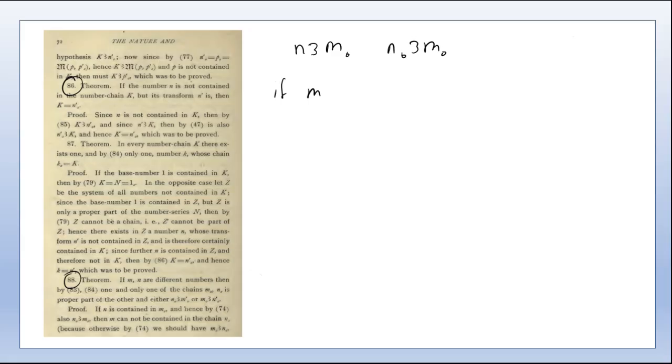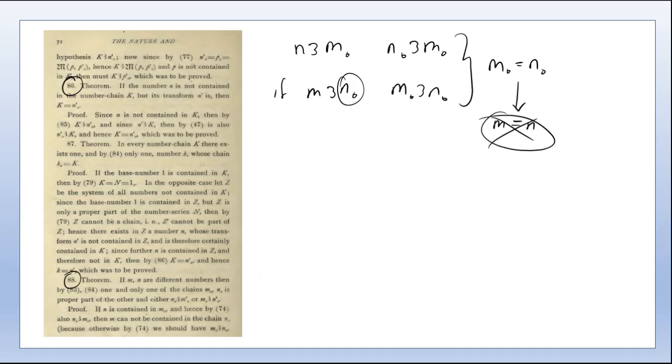So let's have a look what happens. If m is a part of n0, then in that case, because n0 is also a chain, we'd have m0 as a part of n0. Putting these two together would give that m0 is equal to n0, and then 84 would say that m is equal to n. But we have, by assumption, that m is different from n. m and n are different numbers.